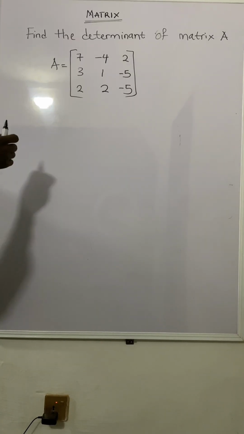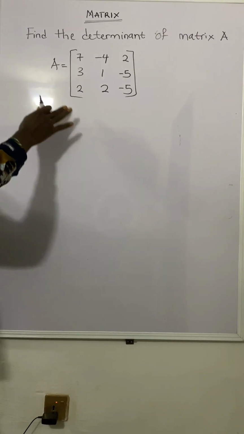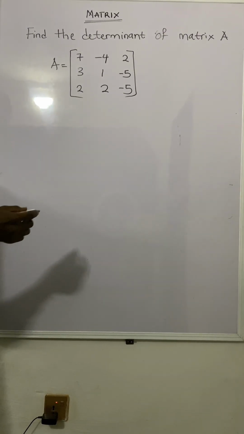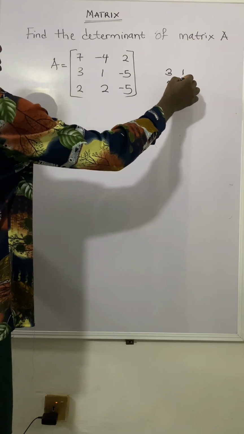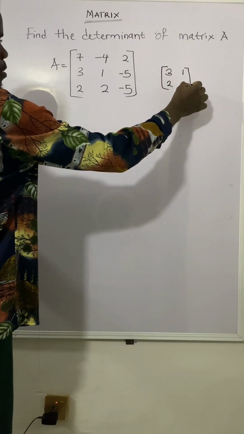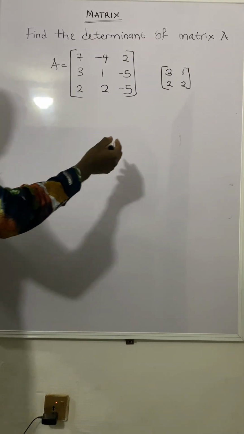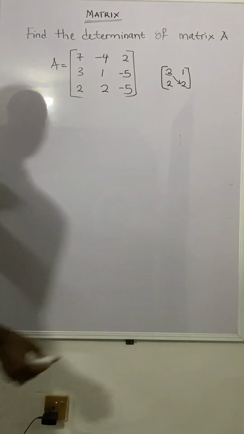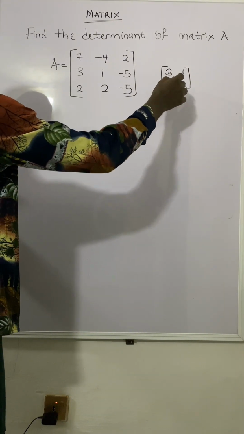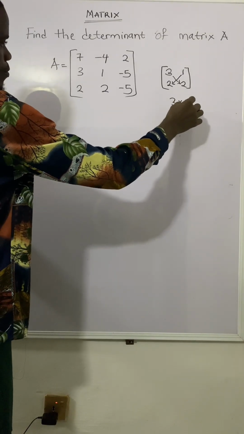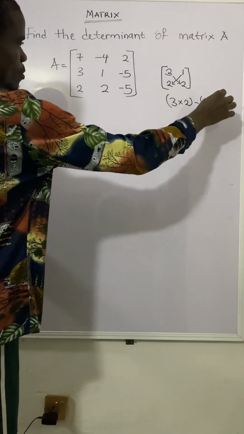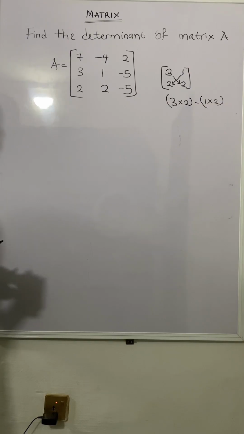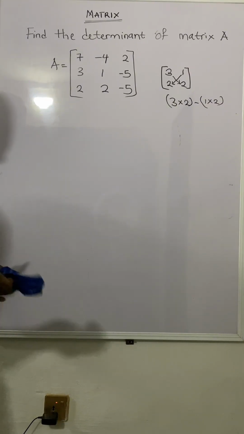Okay, you are given a 3 by 3 matrix, this matrix A, and you are told to find the determinant. Normally, if you are given a 2 by 2 matrix, let's pick an example 3, 1, 2, 2. This is a 2 by 2 matrix. If you're given this to find the determinant, this is very straightforward. All you need to do is multiply this by this, then minus the multiplication of this by this. That is 3 multiplied by 2 minus 1 multiplied by 2. So whatever you get is your determinant for a 2 by 2 matrix.